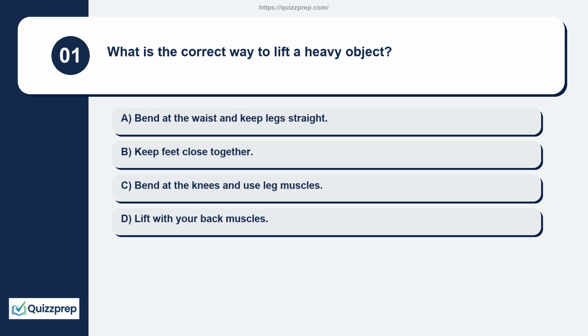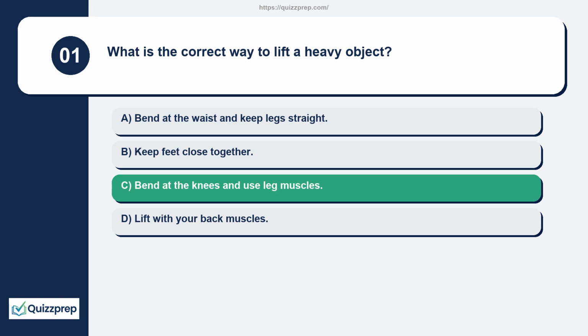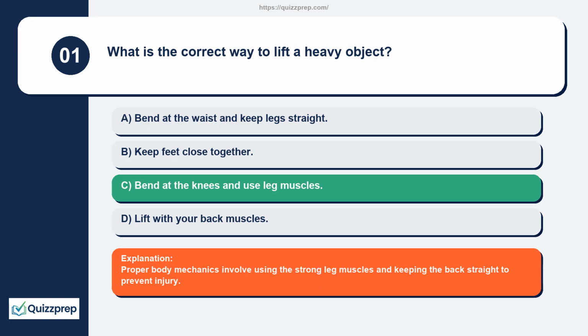Question 1. What is the correct way to lift a heavy object? Bend at the waist and keep legs straight. Keep feet close together. Bend at the knees and use leg muscles. Lift with your back muscles. Proper body mechanics involve using the strong leg muscles and keeping the back straight to prevent injury.